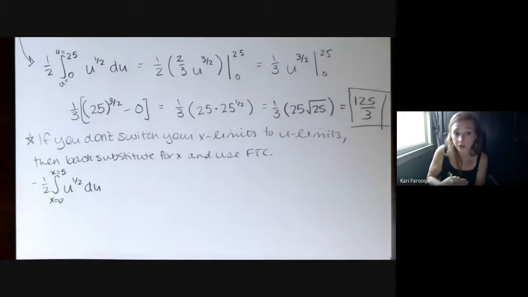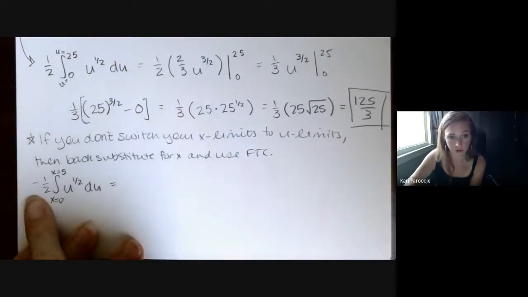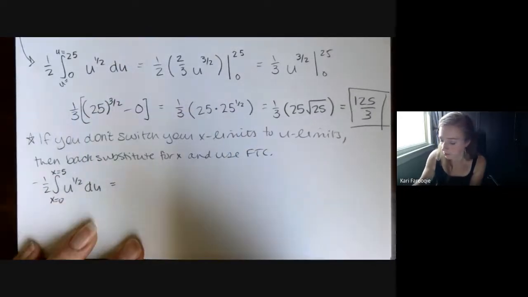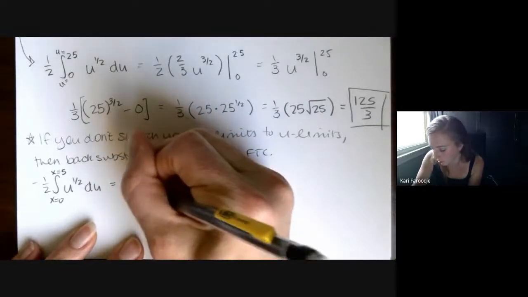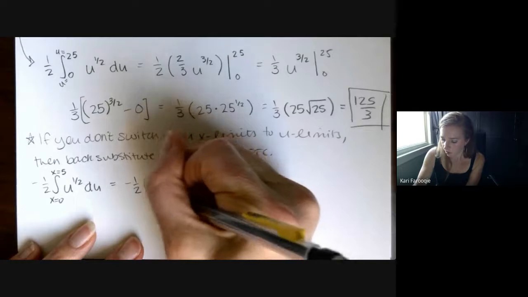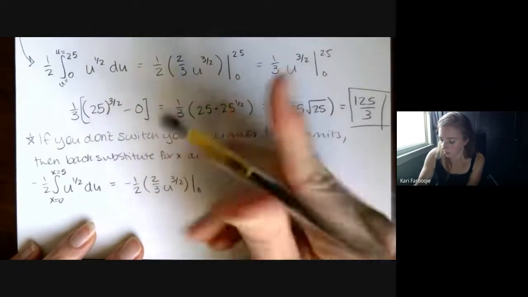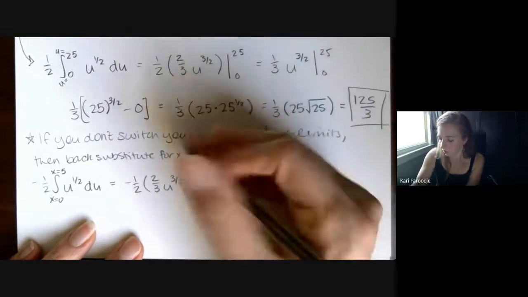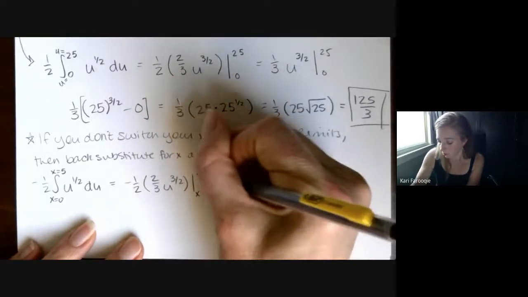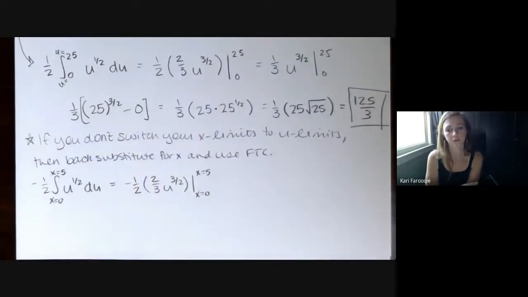And now you can integrate this the way you normally would. You would still have a negative on it in this case, because we're not going to switch the limits. Technically you could, but I probably wouldn't in this case. So you take -1/2, and then you're still going 2/3 u to the 3/2, and then you're going x equals 0 to x equals 5. Don't forget your x's. You don't want to send that from 0 to 5 on u.